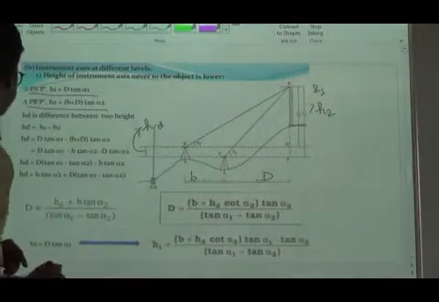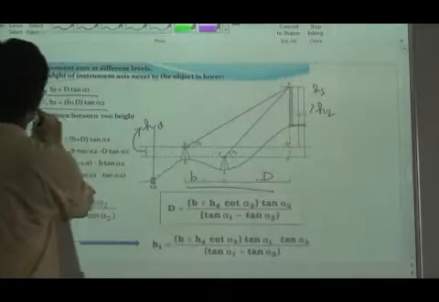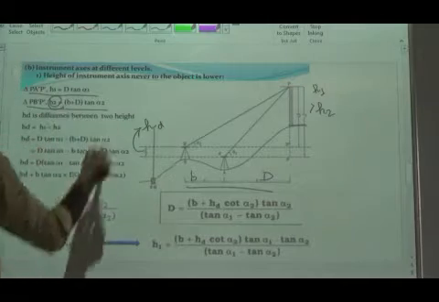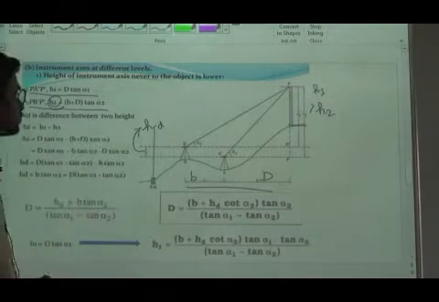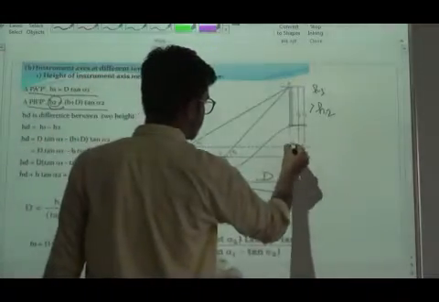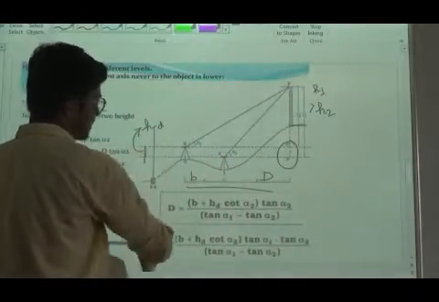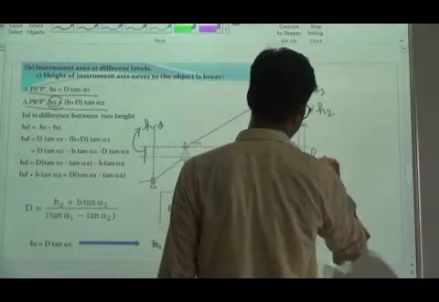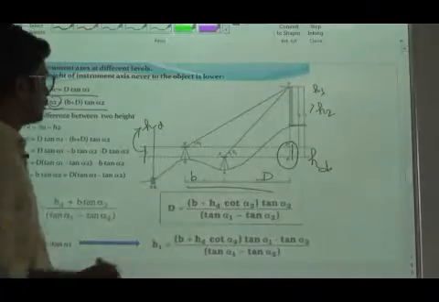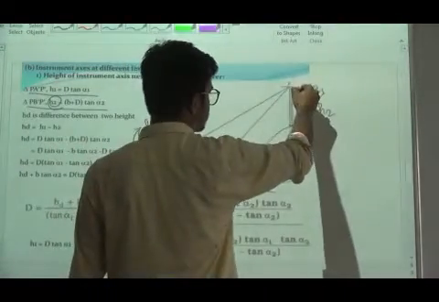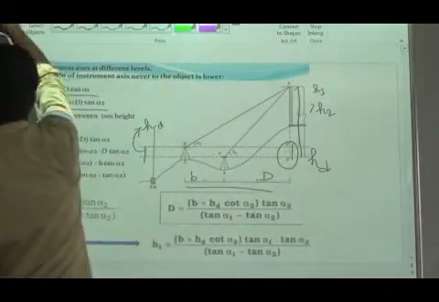For the triangle P B dash B dash, the total distance will be B plus D, and H2 will be equal to B plus D tan alpha 2. HD is the distance between two heights. This one is the HD, and it will be the same in both directions. HD will be equal to this H2. H2 means this line. Sorry.